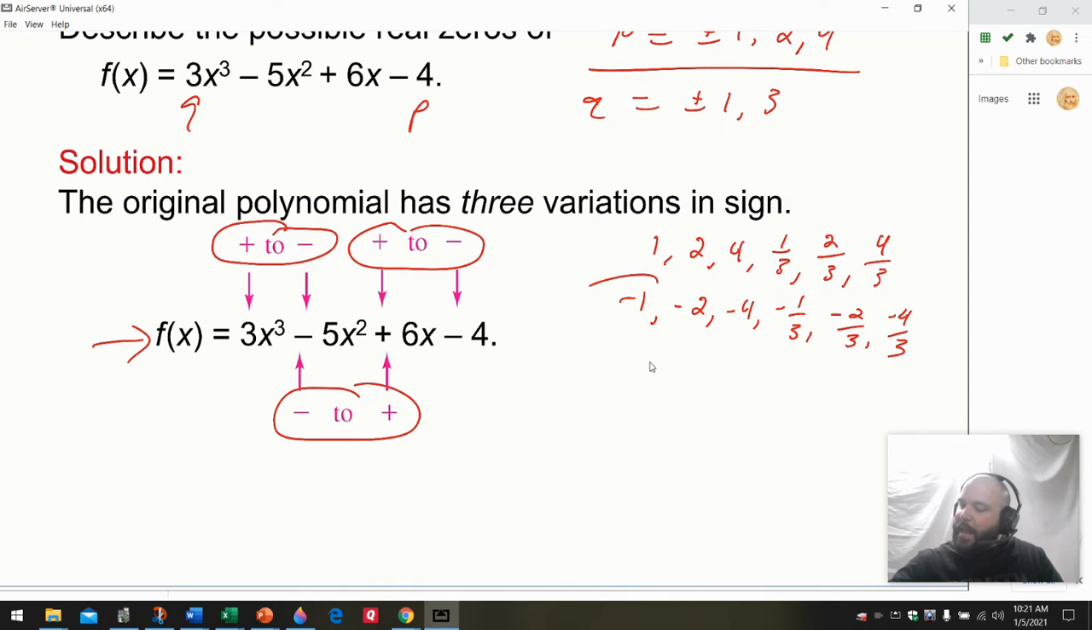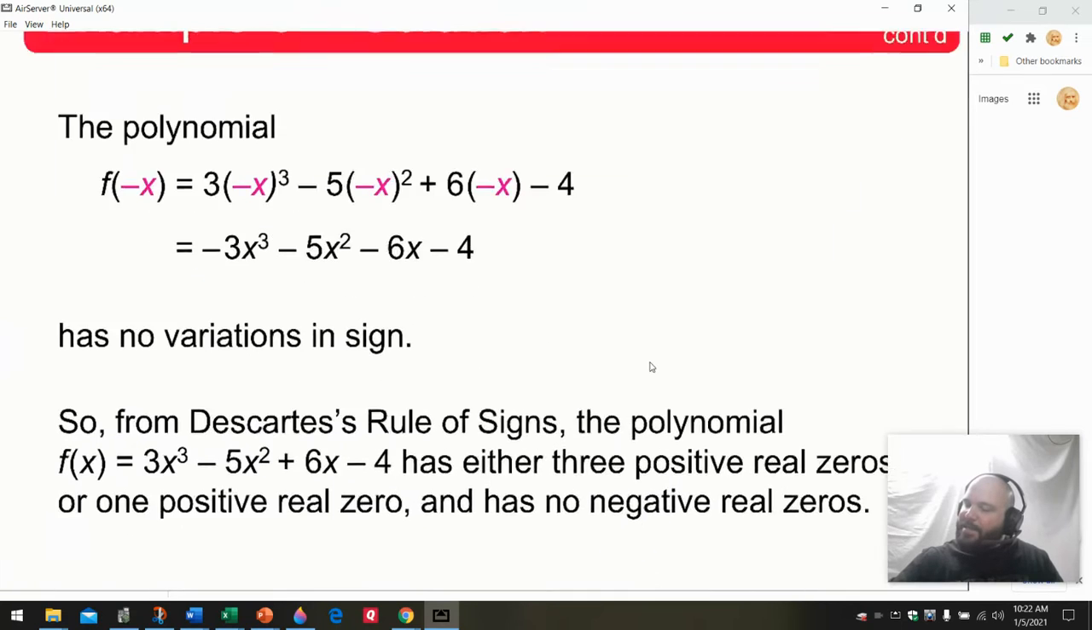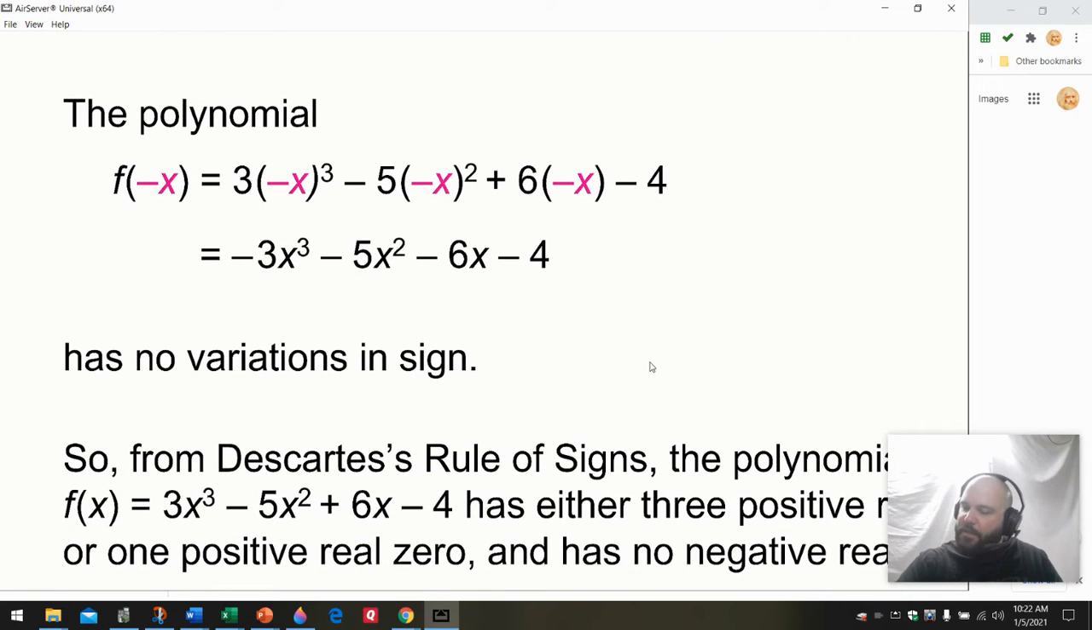Now, that doesn't mean 3 of them will work, and it's always reduced by 2. So we could either have 3 work or we could have 1 work. Now, to look at the negatives and to determine how many of the negatives might work, there's the second part of Descartes' rule of signs. And what that tells us is that we take our original function. Remember, our original function was simply f of x equals 3x cubed minus 5x squared plus 6x minus 4. But everywhere where there was an x, I now substituted in negative x.